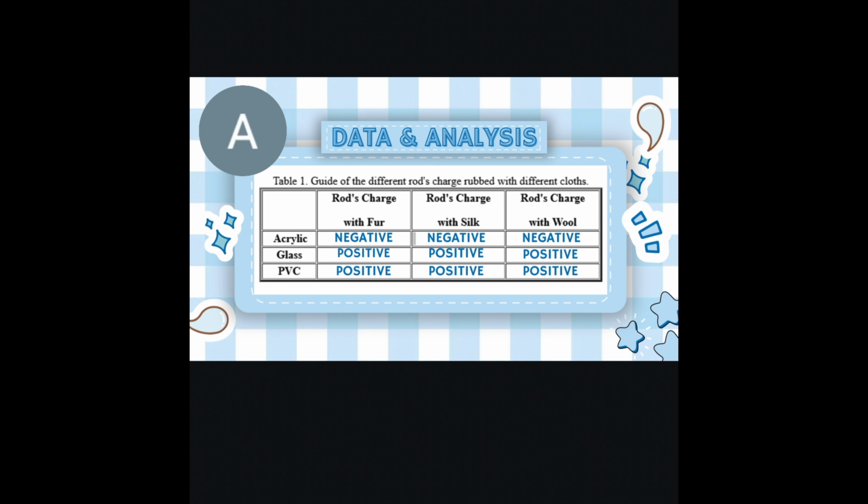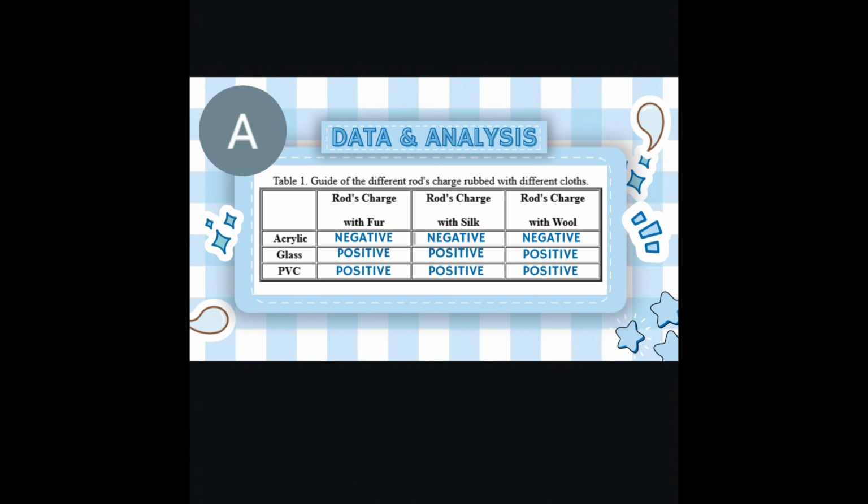Moving into the core data for lab number 2, our first objective was to establish a reliable charge reference for the materials used throughout the session. We utilized an electrometer to quantify the polarity of 3 specific rods after being subjected to friction with various cloths. As shown in Table 1, the guide of the different rods' charge, our empirical results were consistent across 3 different friction sources.